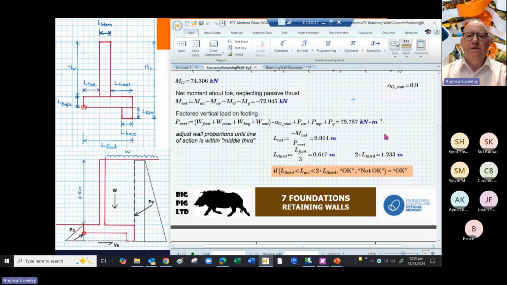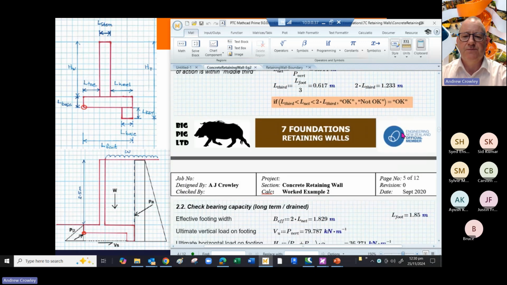So what we do is work out where it is applied. We take our moment and divide it by the vertical component, basically the resultant, and we find out where the middle third is. So it's somewhere between L/3 and 2/3 of L. Our applied position, the line of action, is in the middle third because it lies between 1/3 L and 2/3 L. That's okay. If it doesn't, I suggest you adjust the dimensions of the wall to suit.